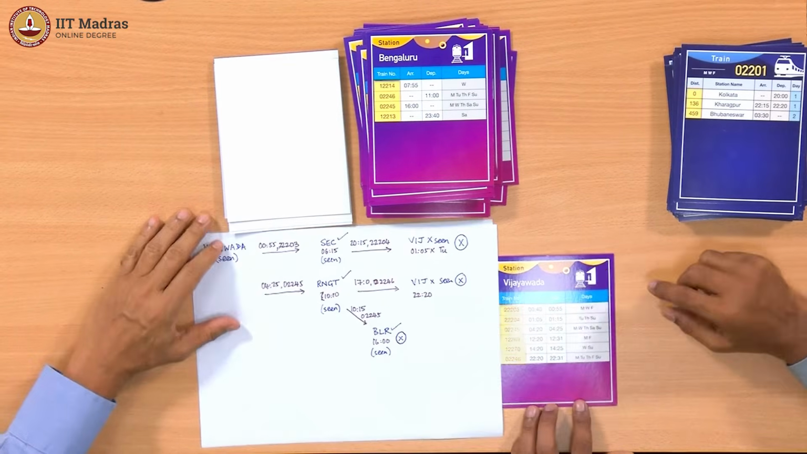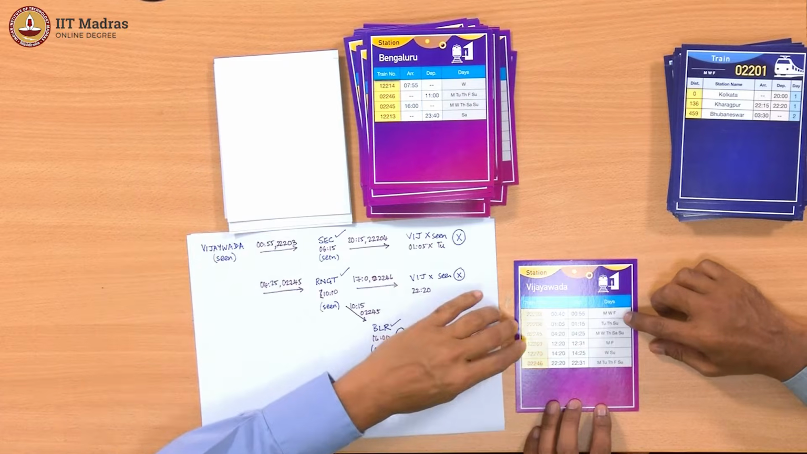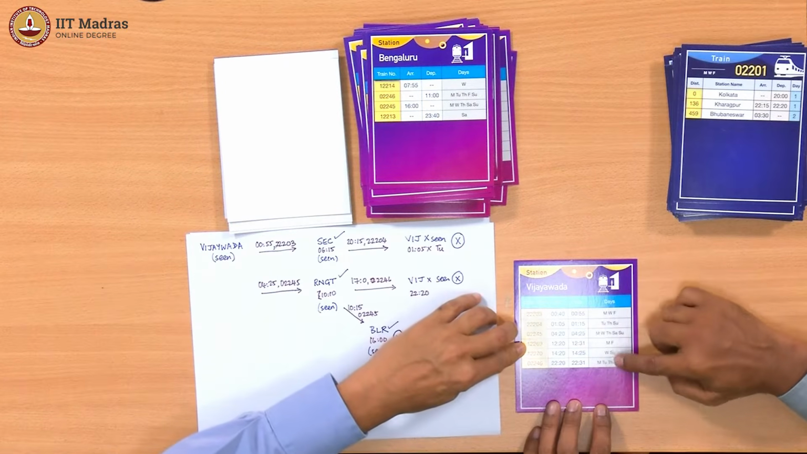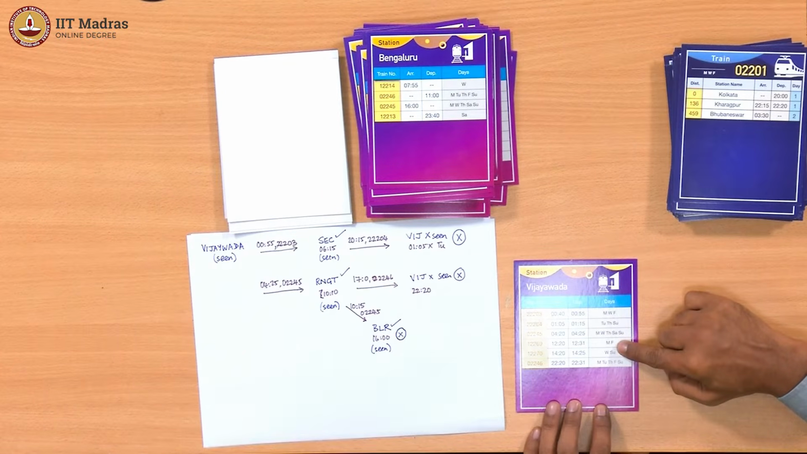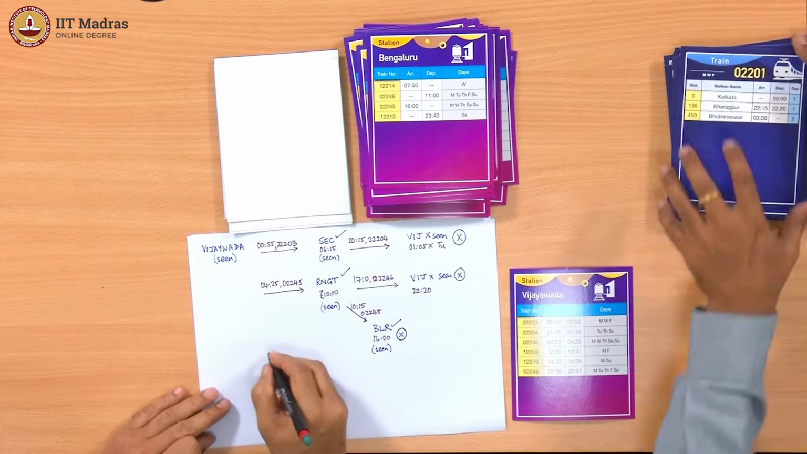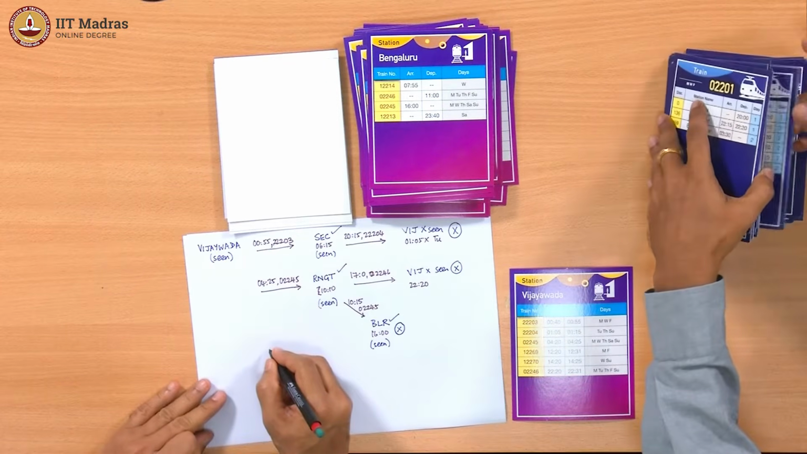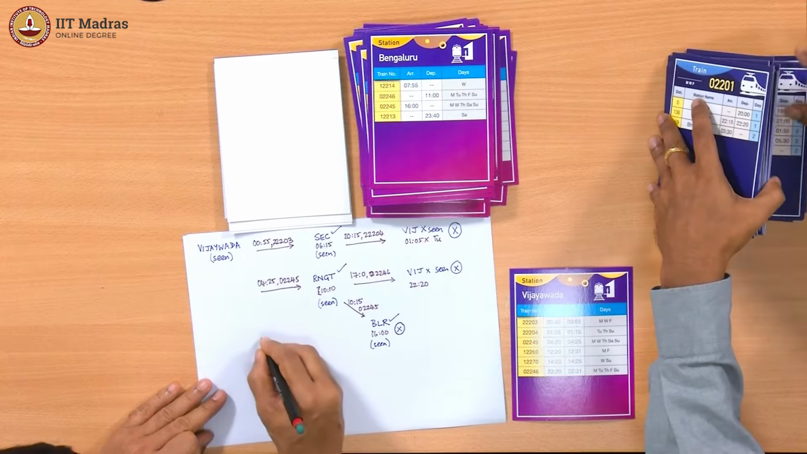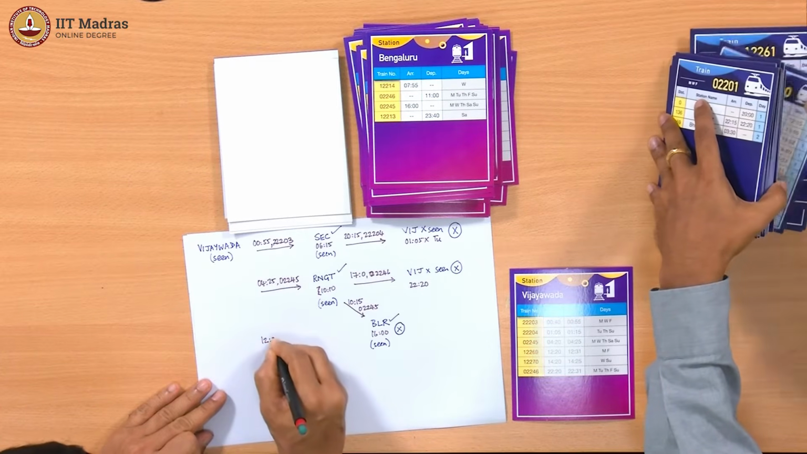Renigunta is done, but now we have to go back to Vijayawada, and now there is a third train. There is another train, which is this one, 12269. Which is what time? At 12:31.